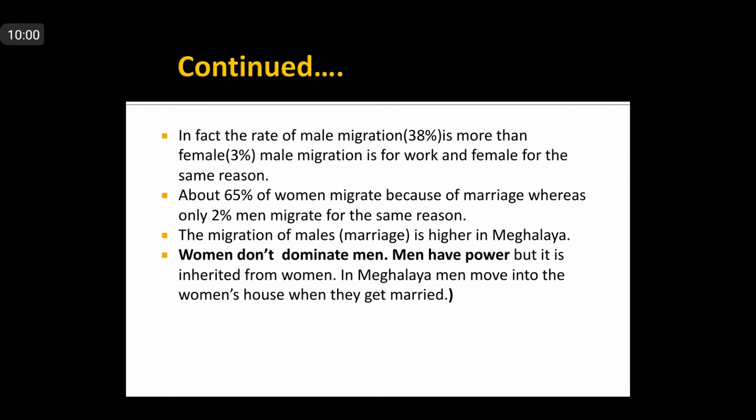Here the migration of males is higher in Meghalaya because of some social causes. Women don't dominate men, but men have the power, and it is inherited from women. In Meghalaya, men move into the women's house when they get married. But what is in fact the marriage law? They have a matrilineal society, based on the women's line.